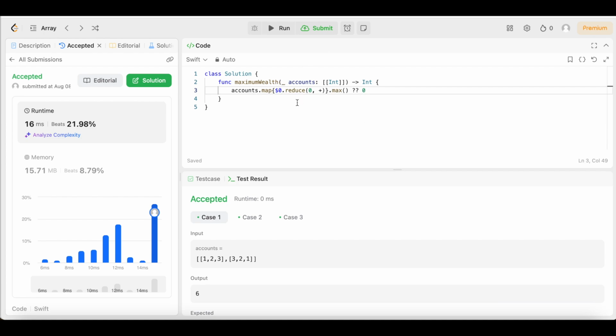So get one more look at the code. I hope you had fun doing this LeetCode problem today.